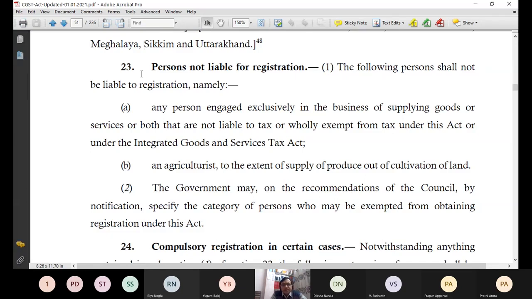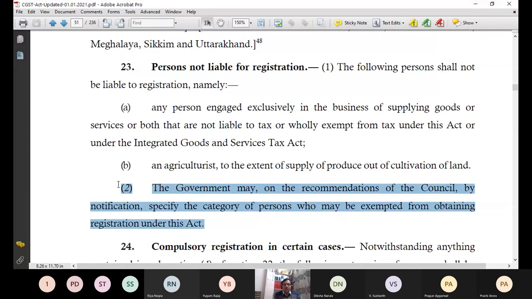These two are written in the Act. That means the intention of writing in the Act is what? As far as these two points are concerned, these are permanent in nature. Almost permanent, because amending the Act is not so easy. So almost permanent. But apart from these almost permanent things, some things depend upon situations. So that is why one point is kept open in the Act. Subsection 2. The government may, on the recommendations of the Council, by notification, specify the category of persons who may be exempt from obtaining registration under the GST Act.